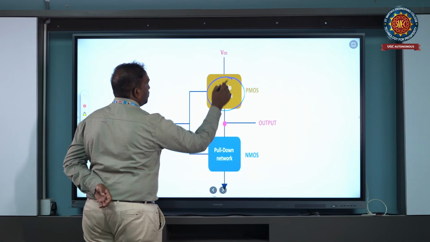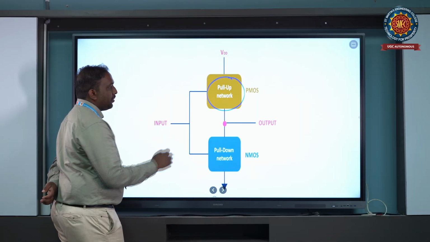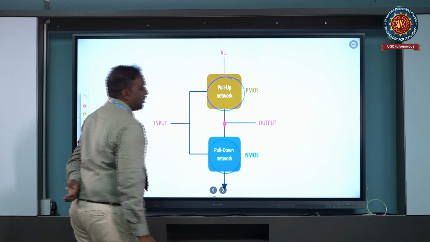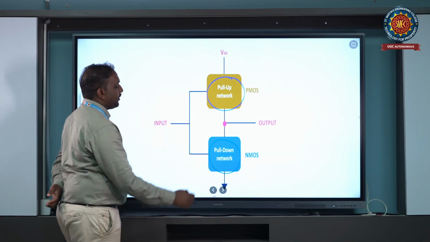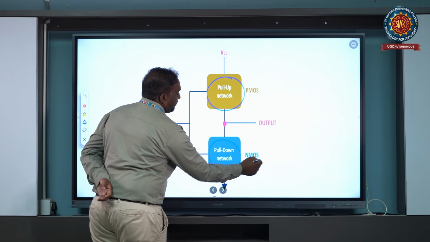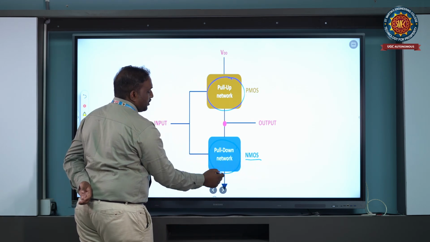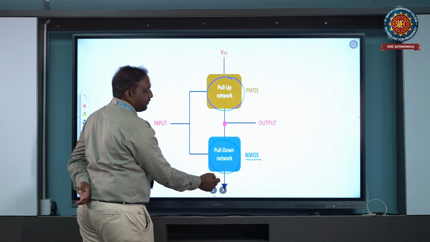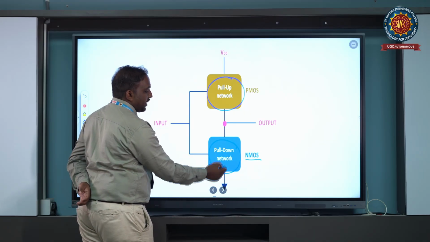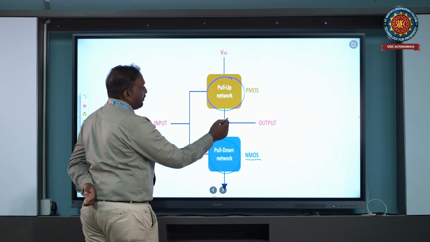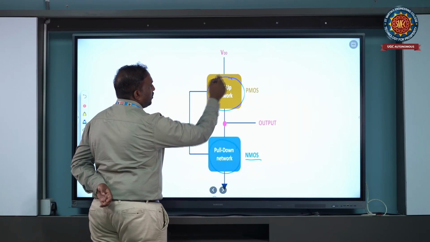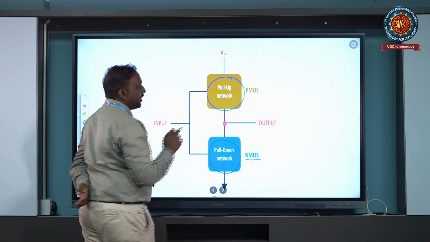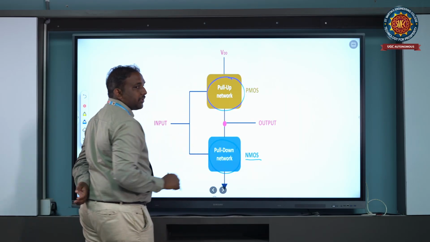In CMOS, mostly we are using PMOS as the pull up network and NMOS as the pull down network. Why? Because in NMOS, the gate to drain terminal is grounded. For that reason only we are using NMOS as the pull down network. In PMOS, the gate to source terminal is applied to VDD. For that reason we are using PMOS as the pull up network. Okay.